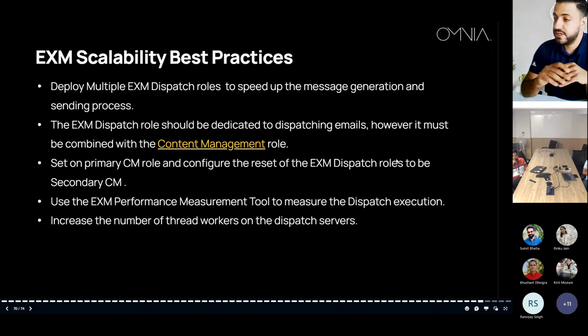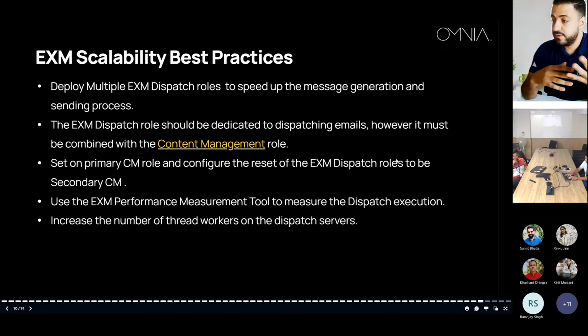This is just configurations on every CM role that has EXM dispatch on it. This is the primary and the rest just dispatching roles, right? And one of the hints, like how we measured sending emails, also we have with Sitecore EXM a performance measurement tool that will give you a brief of how long Sitecore took to generate the message, how long Sitecore took to communicate with the Exchange server, and how long Sitecore took to do the whole process. And this tool helped us a lot to optimize and make the EXM scalable and run fast enough.